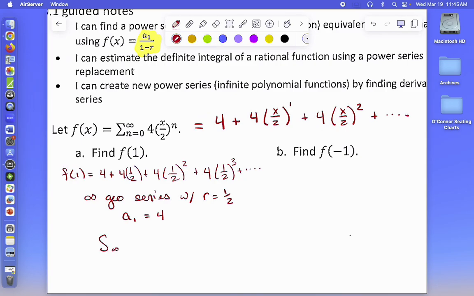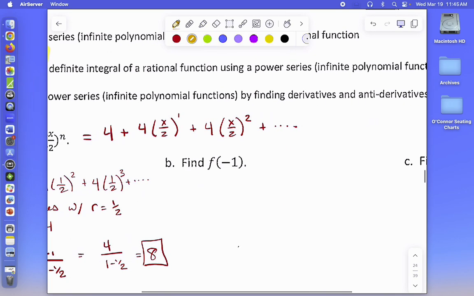So our infinite sum is going to be a sub 1 over 1 minus 1/2, or 4 over 1 minus 1/2. 4 divided by 1/2, 4 times 2, that's 8. And that's not an approximation, and I didn't have to do an integral or a limit. I'm just using my geometric sum formula. How are we feeling? It's not bad. Okay, let's try the next one.